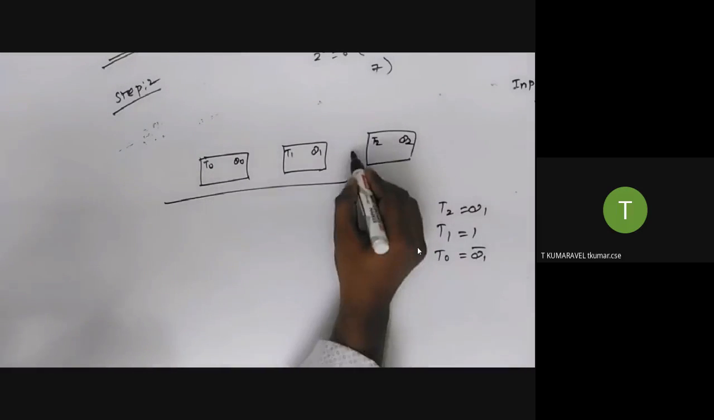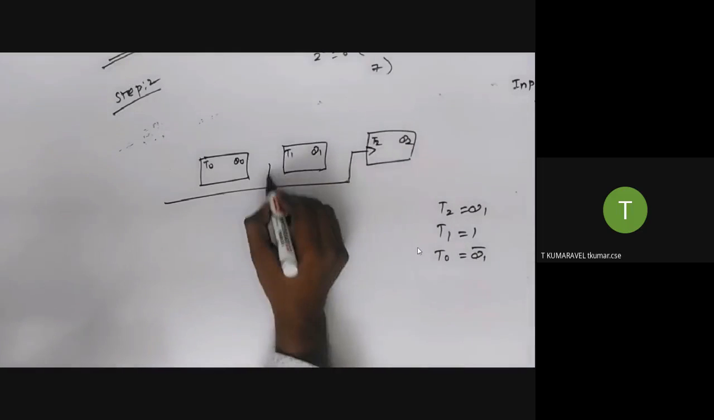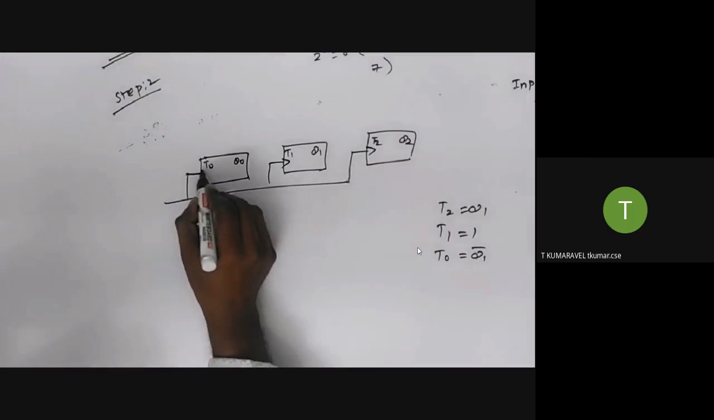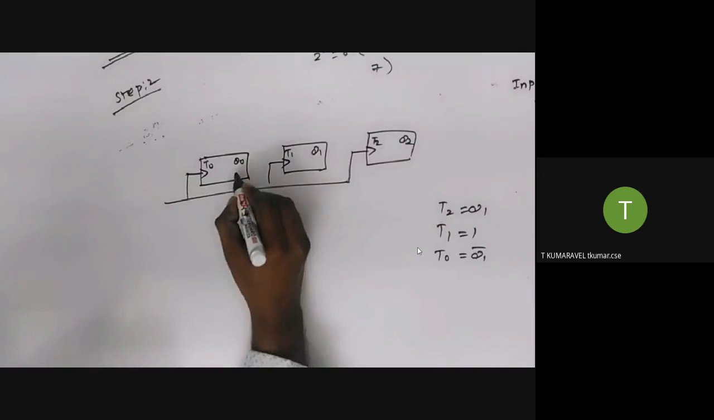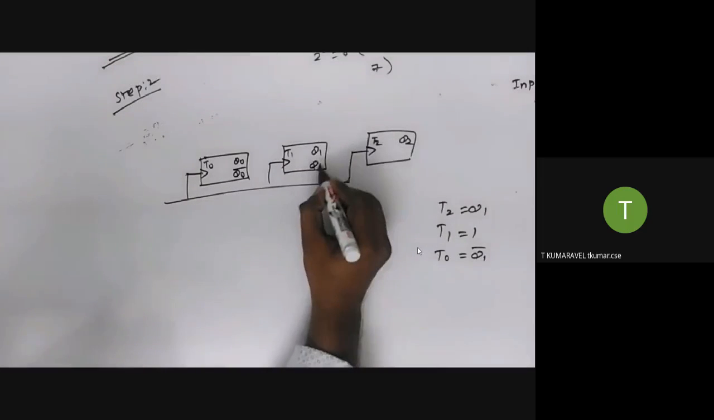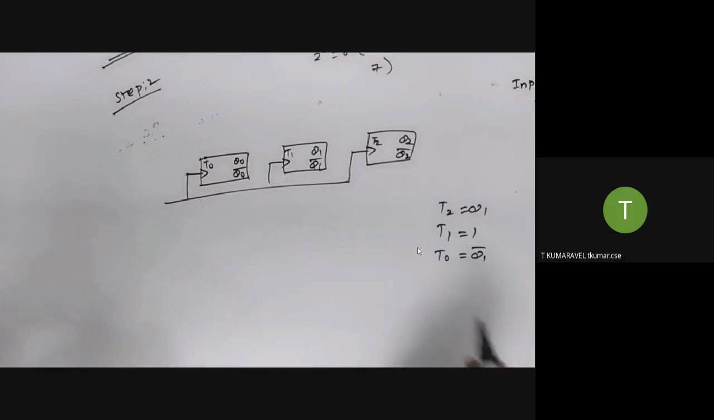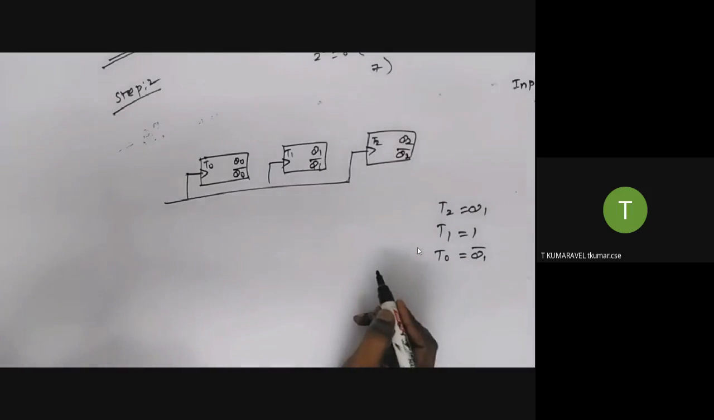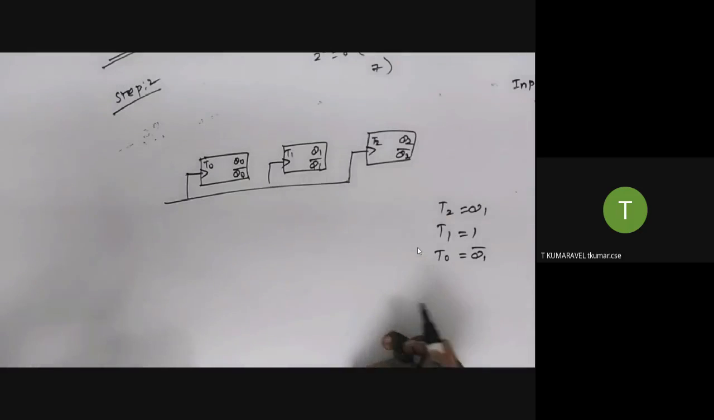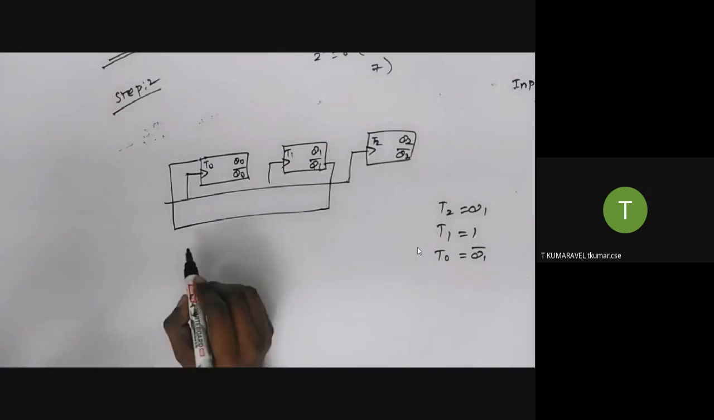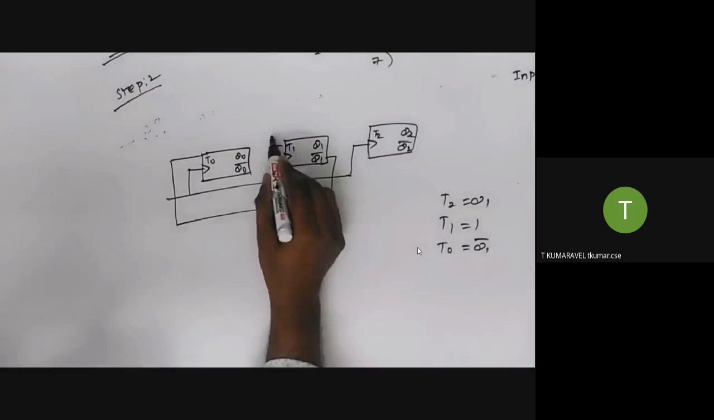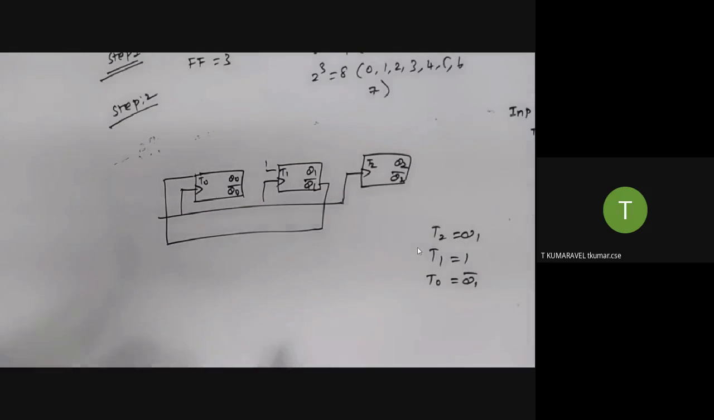To operate the flip-flops, a clock pulse is needed. You can provide either a positive or negative clock pulse; in both cases it produces the same result. What is the value of T0? Q1 bar. What about T1? 1. What about T2? Q1 acts as the input for T2.